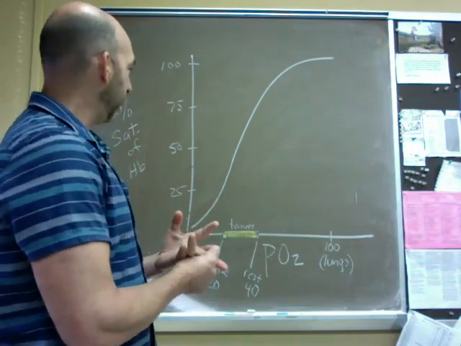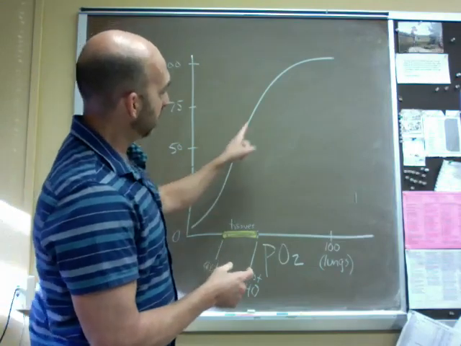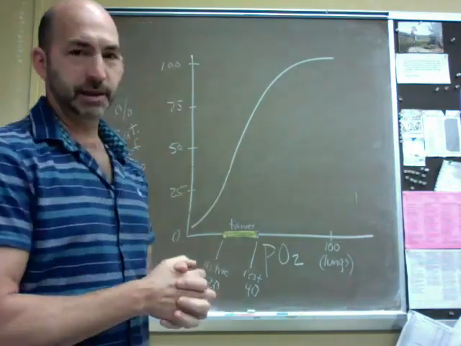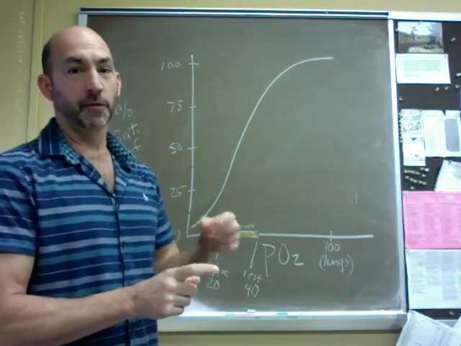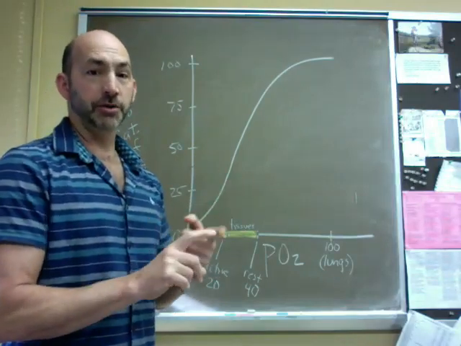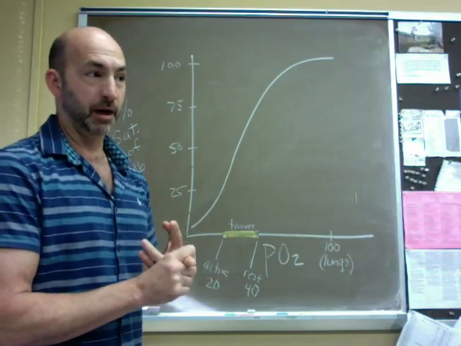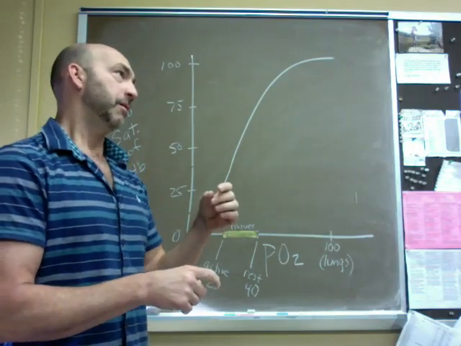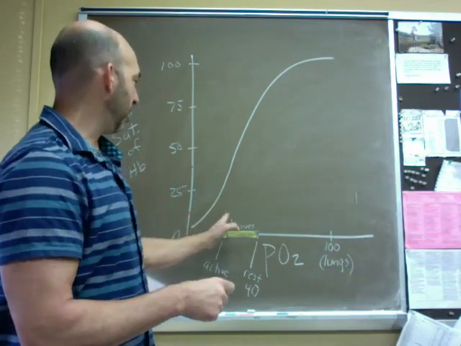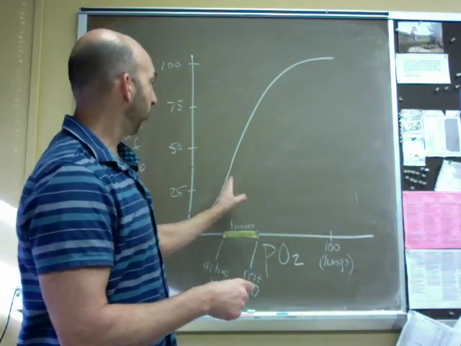So cooperativity is indicated by the fact that this line is not linear. It is a sigmoidal shape, and that's because binding of oxygen to one of the four binding sites actually alters the binding at the other binding sites, right? So in other words, when one oxygen comes on, it makes the next oxygen come on more rapidly, right?